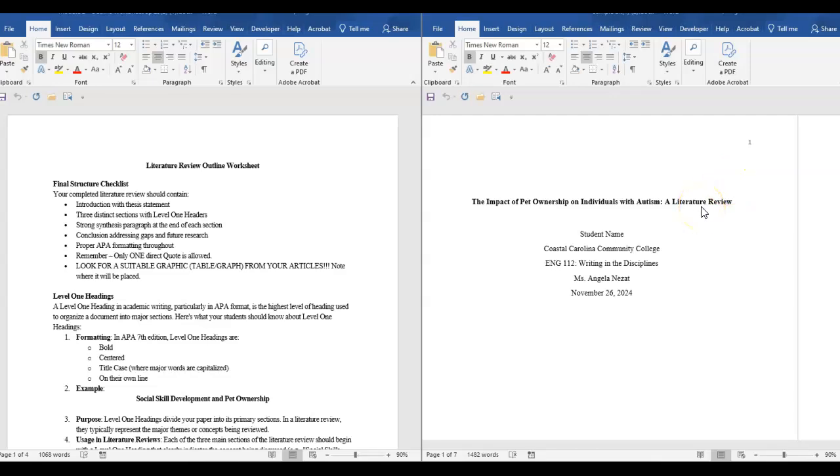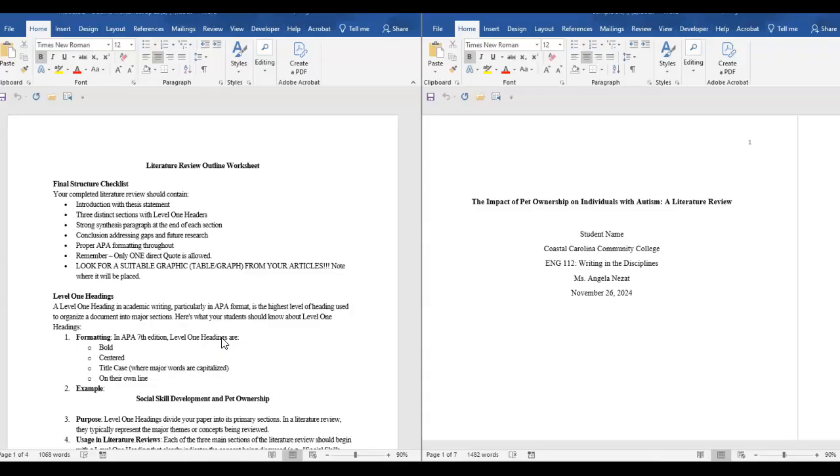Okay, class, so I wanted to answer some questions about your outline. And I'm going to do that by having your worksheet and the sample literature review side by side, as you see. So the first page of your worksheet is really just information on setup of your paper, okay?